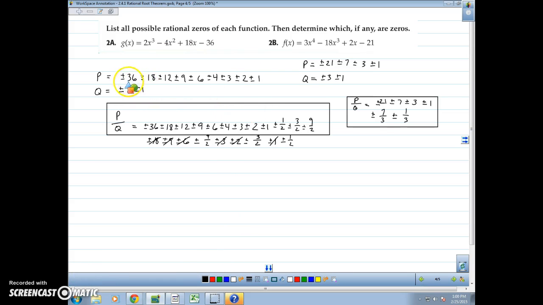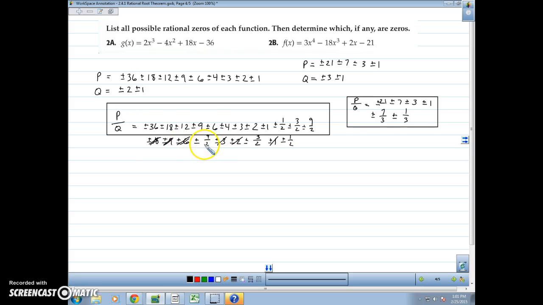Okay, so for 2a, I listed all of the possible factors for 36, and then all of the possible factors for 2, and then I divided all of the p's by the q's. So 36 divided by 2, 18 divided by 2, 12 divided by 2, 9 divided by 2. And so you get this really long list. Of course, all of these also divided by 1, they stay the same. And then all of them divided by 2. Now some of them repeated themselves. So down here, if I got 18 again when I divided 36 by 2, you don't need to list it twice. So I just canceled out all the repeats down here.